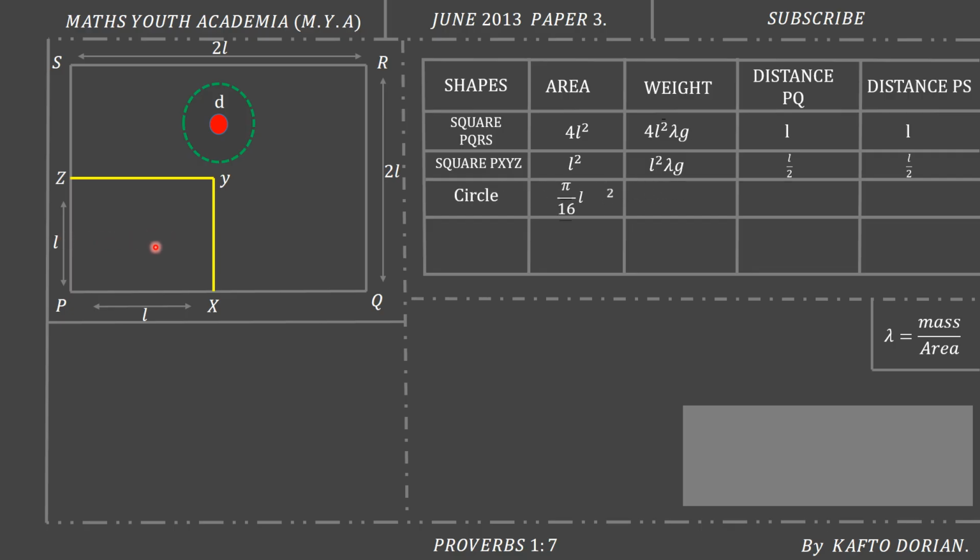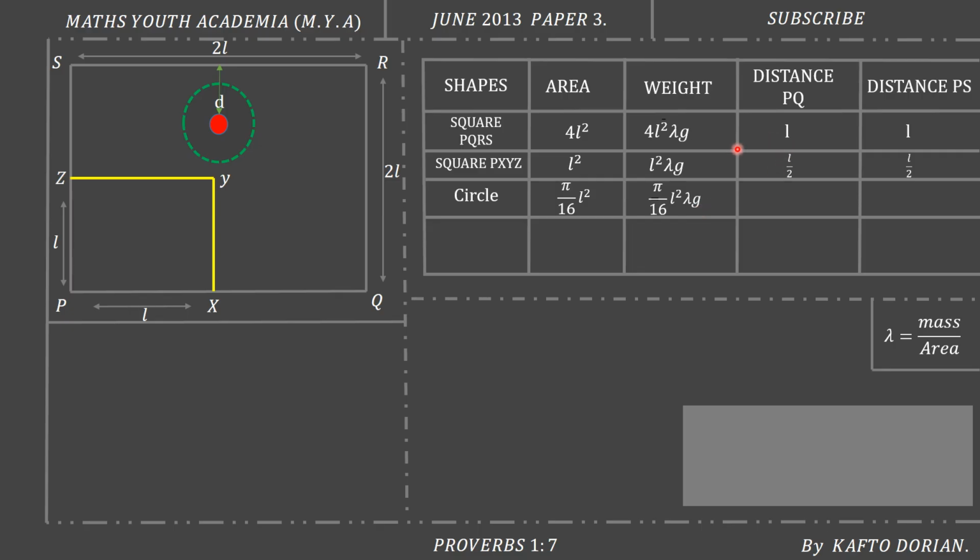Then from the circle, the area of the circle is pi times radius squared, and our radius here is given as L/4. So the area is pi/16 L squared, and the weight will simply be the area times lambda times gravity.